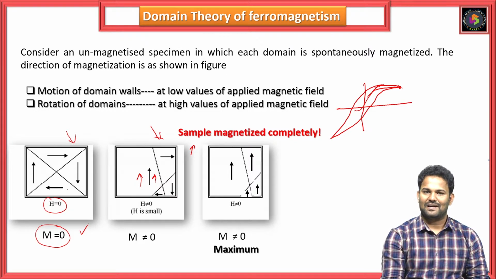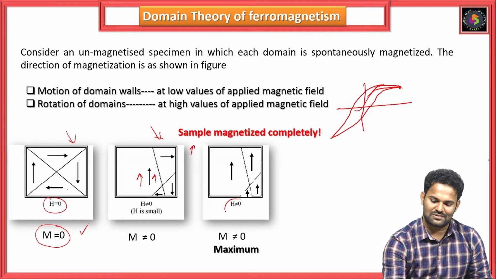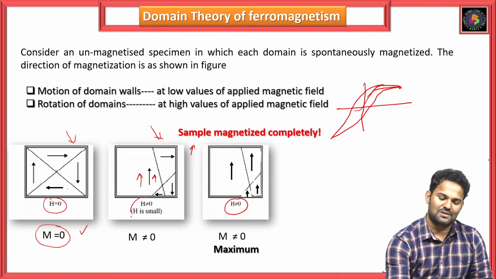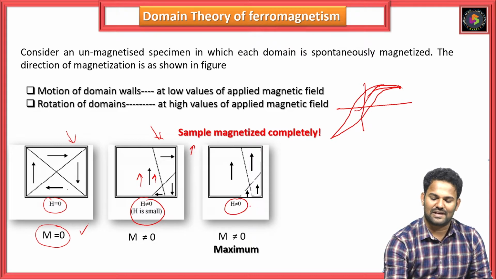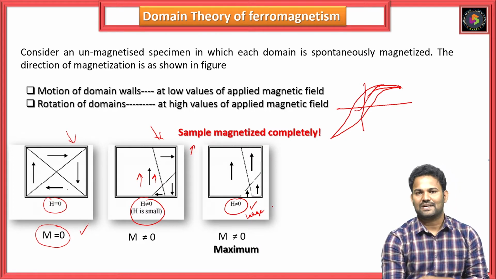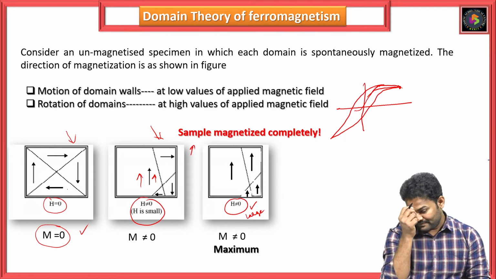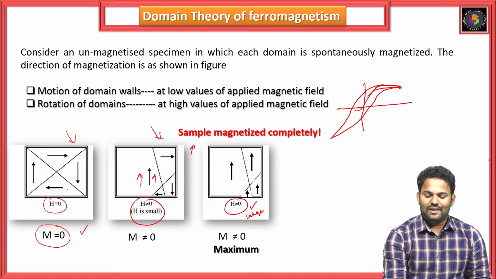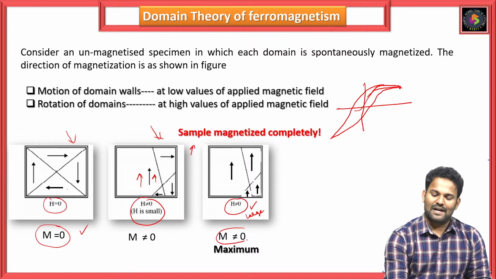Here the magnetic field is increasing continuously. There is no zero field here. Here it is small, but here we have increased it much more, to very large values, compared to the second diagram. So the maximum M is not equal to 0, and the magnetization has its highest value, M_S.